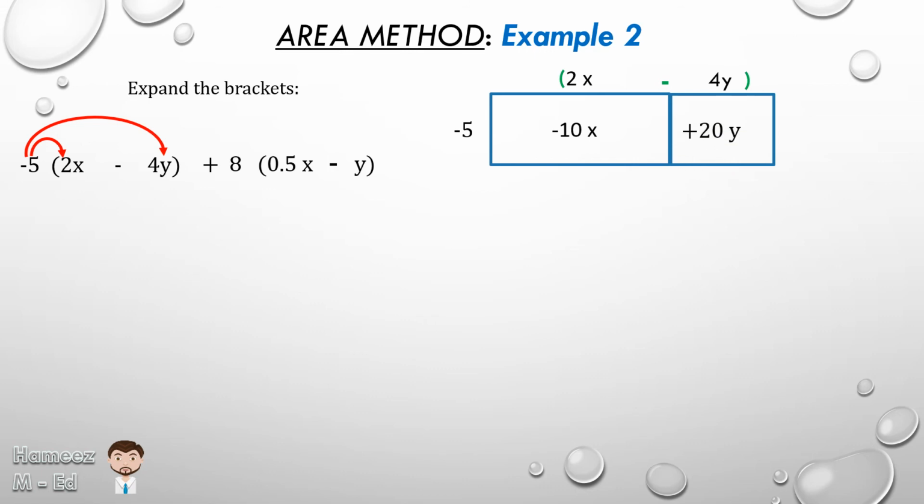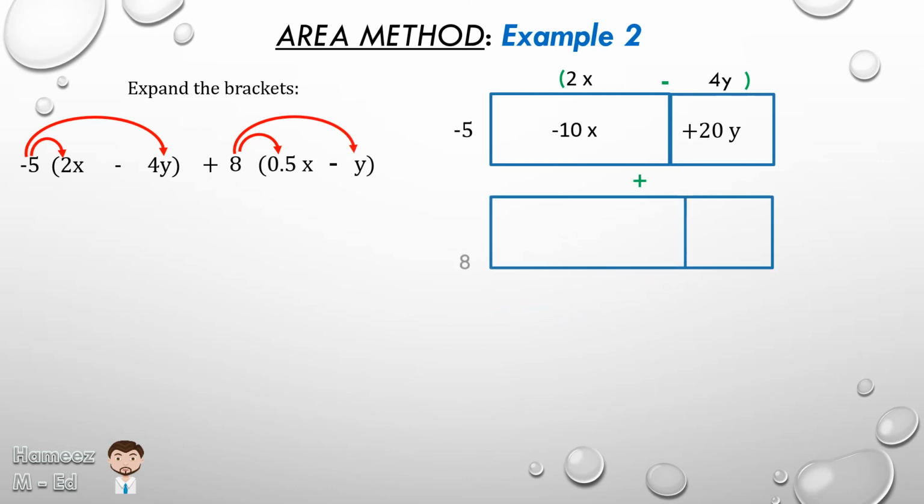Now we're going to do the second set of multiplication here. So we're going to add two more rectangles, and we're going to use 8 on the left hand side and 0.5x at the base minus y. So when we multiply 8 times 0.5x, 0.5 is a half, so a half of 8 is equal to 4x, and 8 times y is equal to minus 8y.